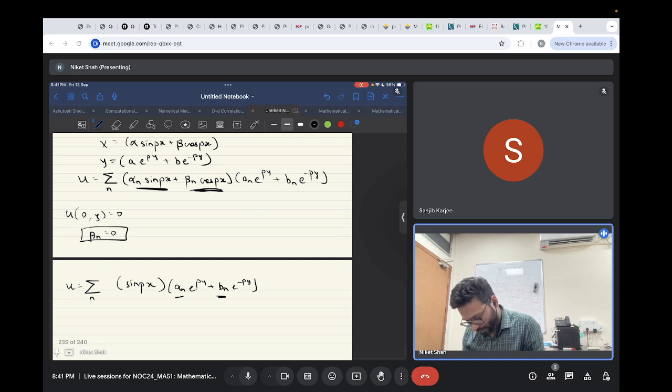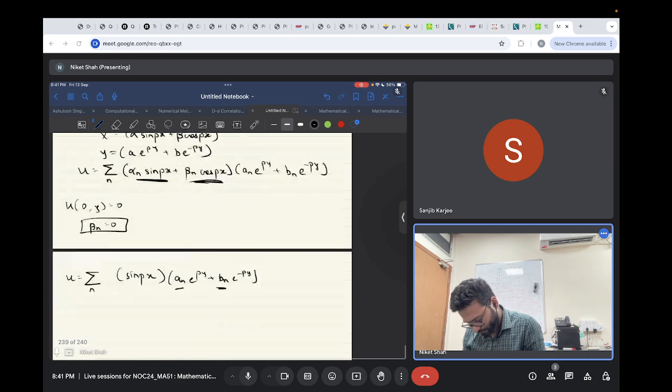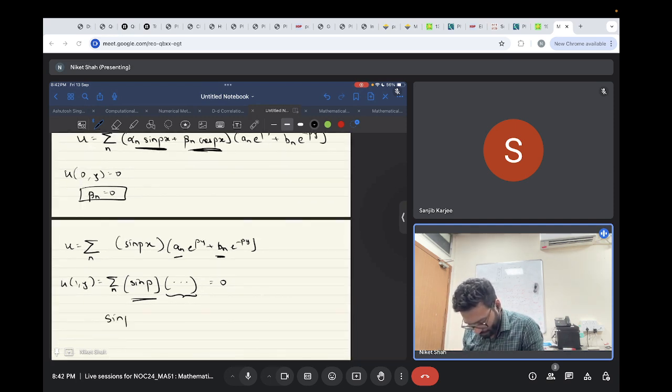Now another boundary condition, which is u of 1 comma y, is also 0. U of 1 comma y is equal to the sum over n of sine p, because x is equal to 1, and this is equal to 0. This function is non-zero at many values, but this has to go to 0 always at this value. So sine p is equal to 0. Therefore, p is equal to n pi.